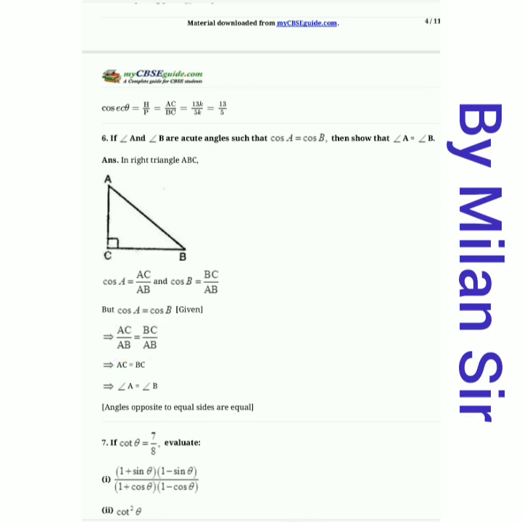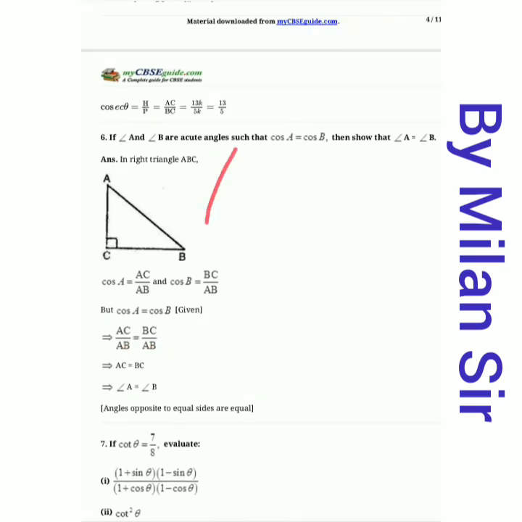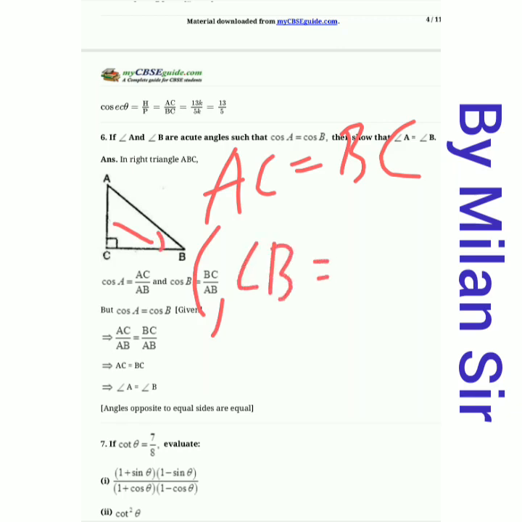Okay, so denominator is same AB, so AB cut from both the side. So our AC is equals to BC. Now if two sides of a triangle are same, then angle opposite to same sides are equal. So opposite angle of AC, it's a B. So angle B, and opposite angle of BC, it's a angle A.